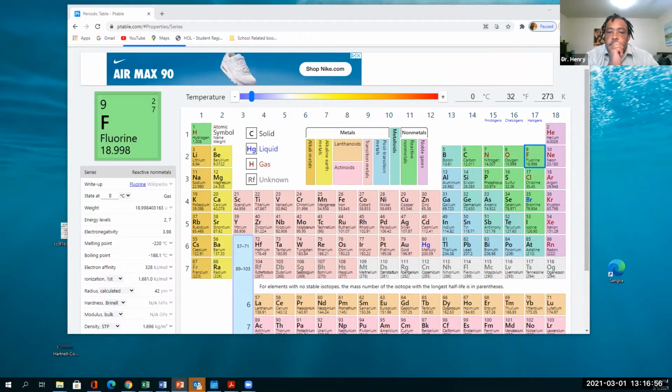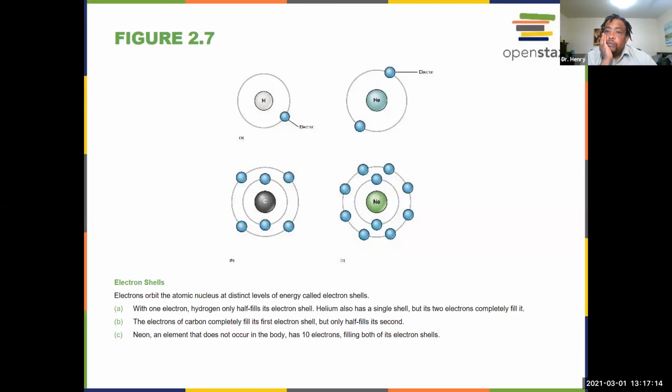Okay, so now we know how many electrons and things like that. And you guys remember, the electrons are circling the nucleus. The nucleus has the protons and the neutrons in it. You guys remember that, right? Yes, no, maybe? Okay, I'm going to assume that you do.